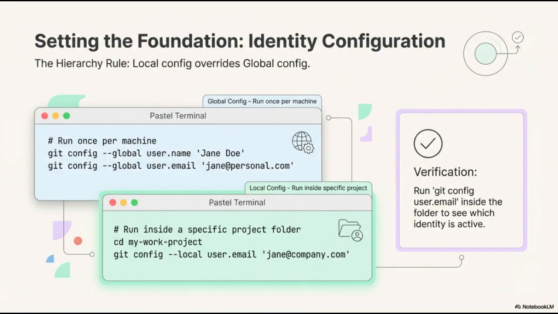However, there are many scenarios where you need a specific identity for a single project, such as using a company email for work-related tasks. In these cases, you navigate into the specific project folder and use the git config --local flag. This specific setting will only apply to that repository, superseding the global default. Finally, you can always verify which identity is currently active within a directory by running git config user.email. This ensures that your contributions are always attributed to the correct account.